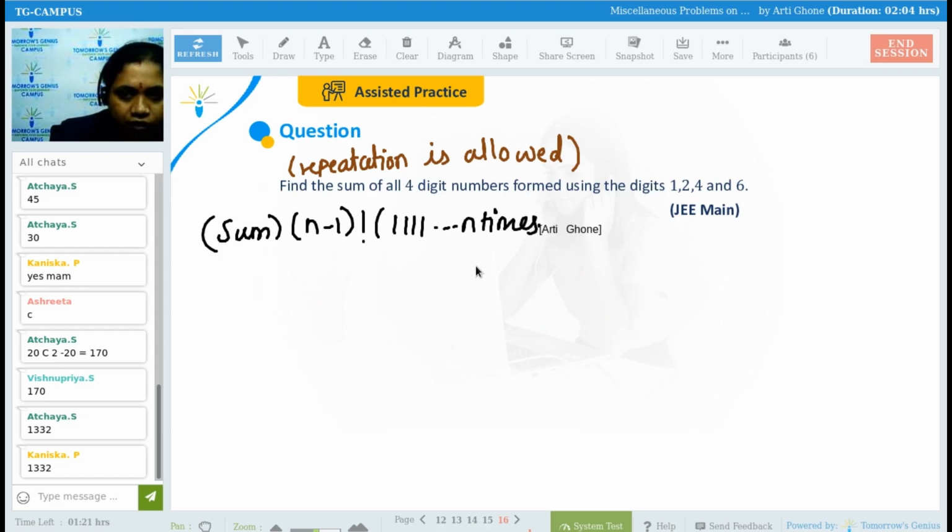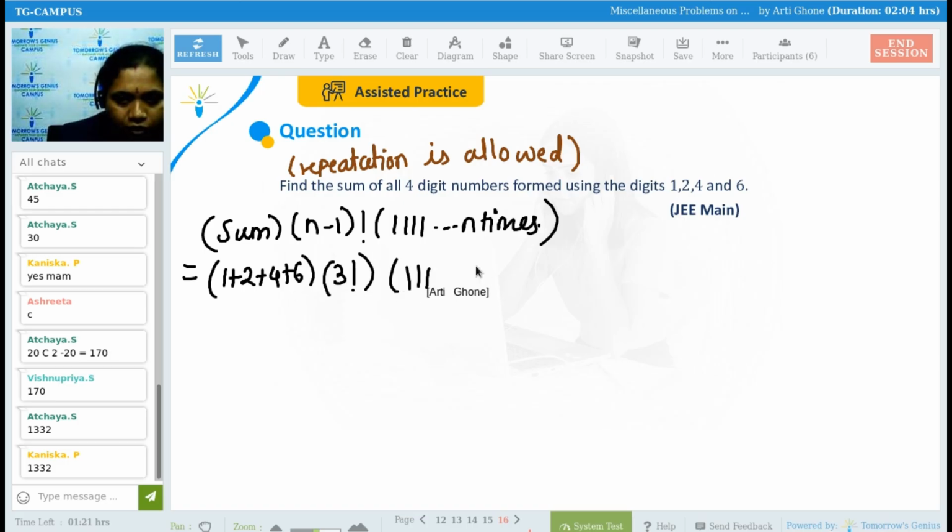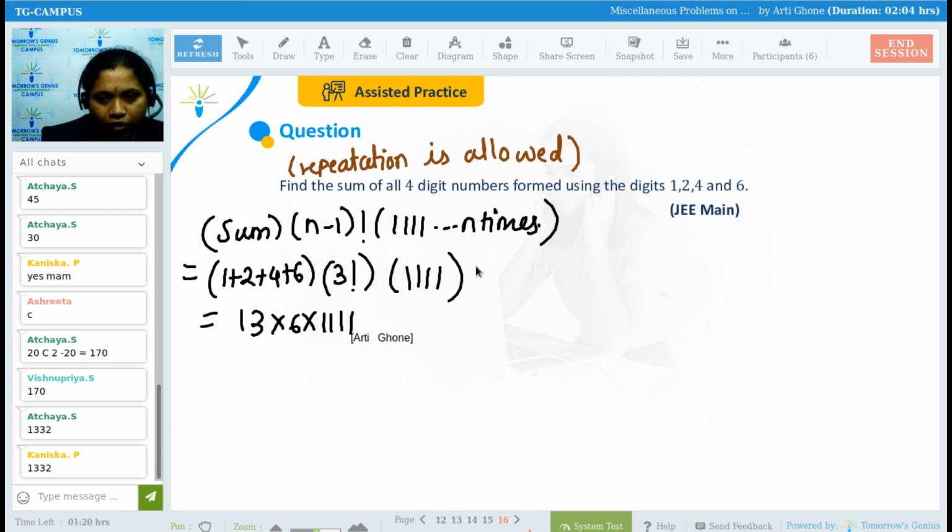So now we take it. First thing, what is the sum? 1 plus 2 plus 4 plus 6, into 4 minus 1, that is 3 factorial, into 1111, 4 times. So what is the answer? 13 into 6 into 1111. So it is 78 into 1111.